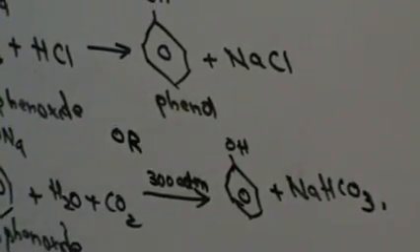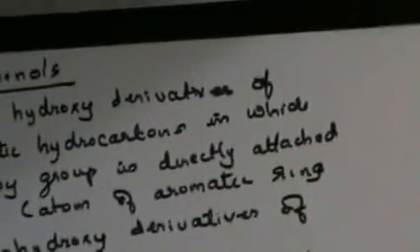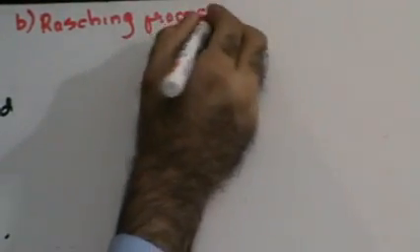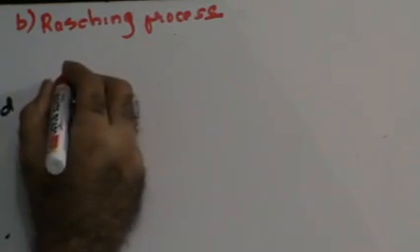Right? Next method for preparation is called the Raschig process. Now in the Raschig process, again you have chlorobenzene, but instead of reacting it with sodium hydroxide, it is reacted with superheated steam at 723 Kelvin in the presence of cupric chloride as catalyst.